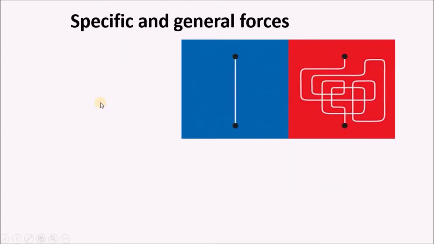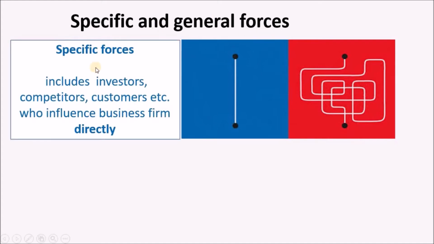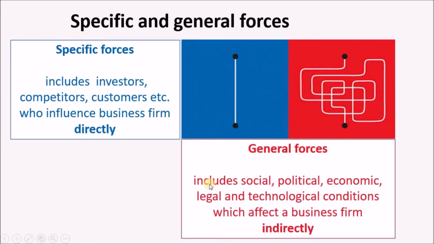Next is specific and general forces. So what are specific forces? These include investors, competitors, customers, and they are the people who influence the business directly. So if some forces are affecting your business or influencing your business directly, they are called specific forces. Whereas general forces are the forces like social, political, economic, legal and technological.